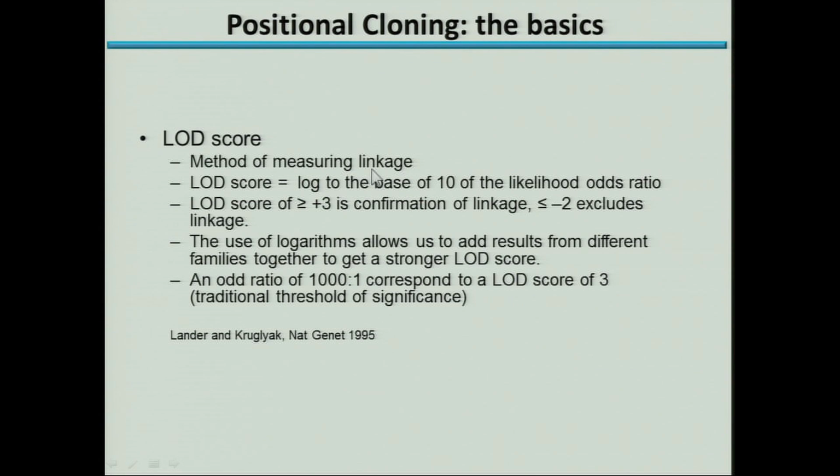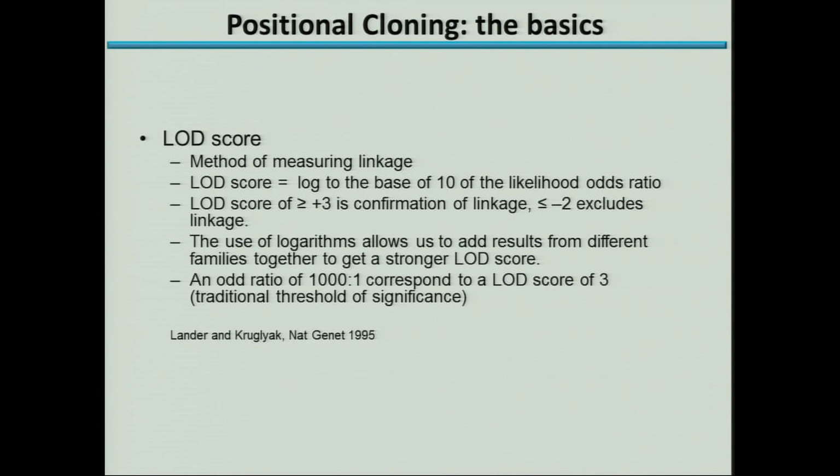So LOD score is a method of measuring linkage. It's log to the base 10 of the likelihood odds ratio. So it's a statistic that quantifies the probability that you are observing co-segregation of the marker, the allele, with the phenotype based on chance versus on actual linkage. So if you have an odds ratio of 1,000 to 1, this corresponds to a LOD score of 3. And generally the thought is for complex traits, a LOD score over 3.3 makes you about 99% sure that you are in the correct region where the gene of interest lies.